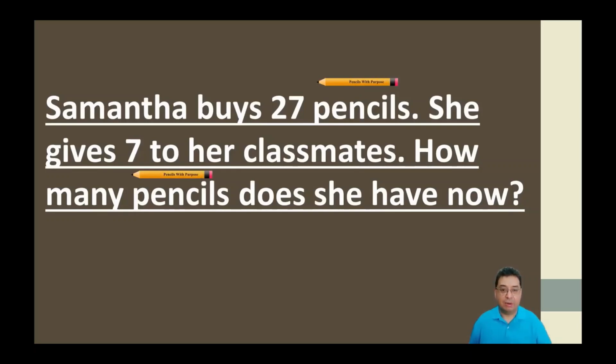And how are we going to set up the subtraction problem here? That's right, you're going to write 27 minus 7. Now, what's the answer to this? How many pencils does Samantha have now? That's right, she has 20 pencils.